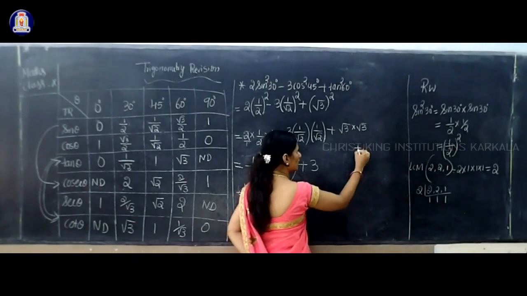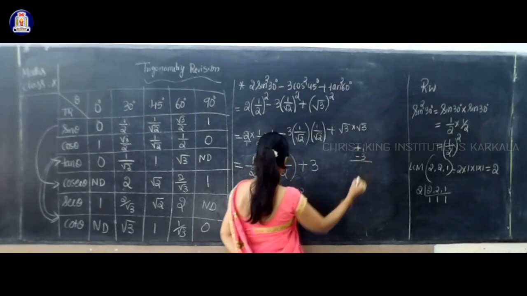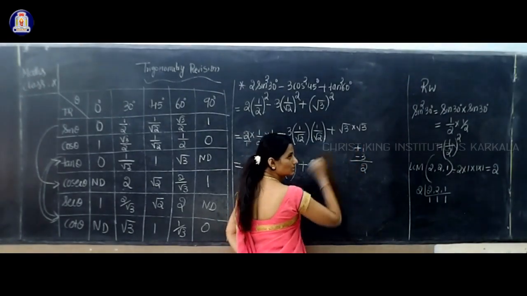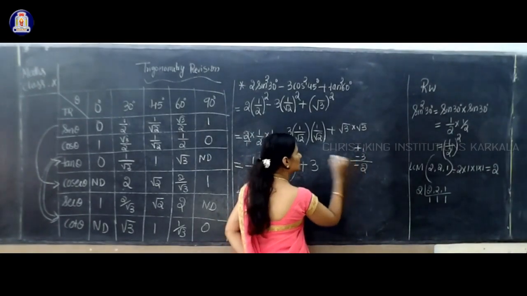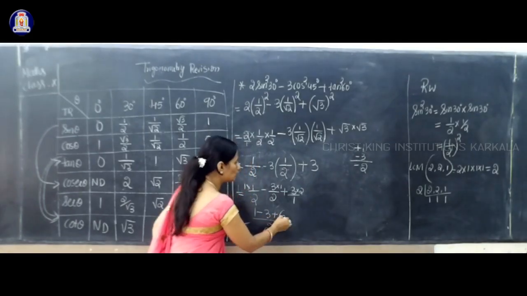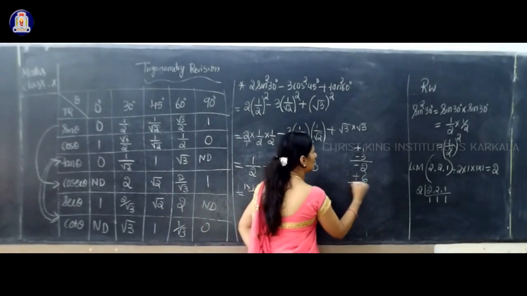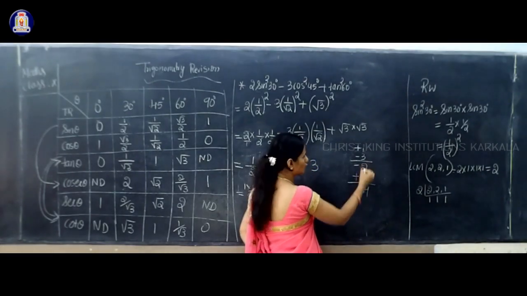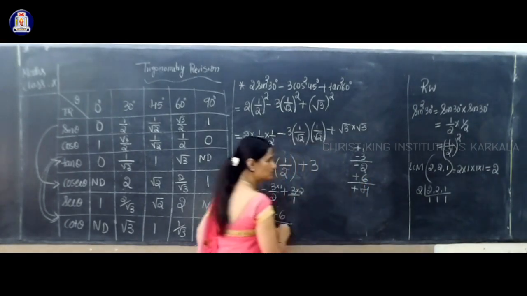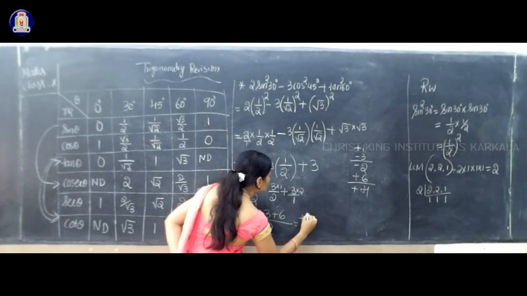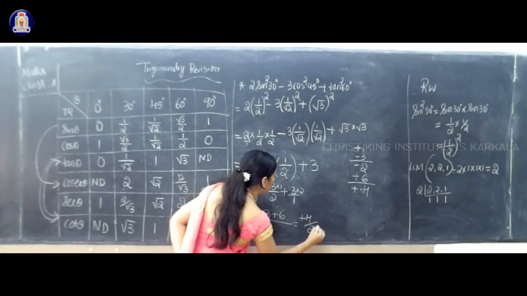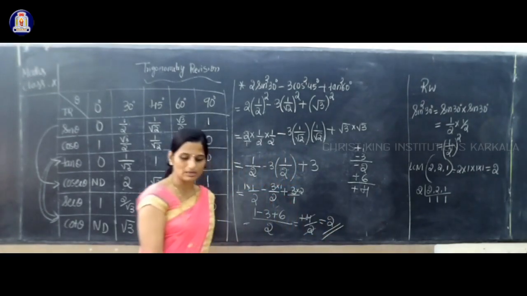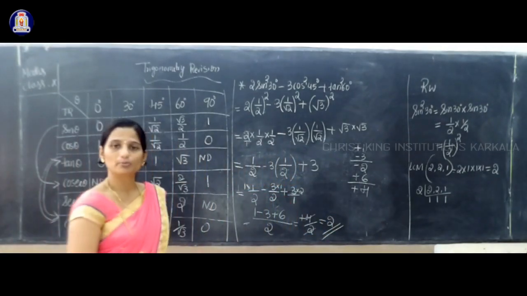1 minus 3: different signs, so subtract. 3 and 1 subtraction is 2, and the greater sign is minus. So minus 2 plus 6. Again different signs, subtraction is 4, and the greater is plus. So the answer is plus 4 divided by 2, which is 2. So our answer is 2. This type is important for 2 marks.